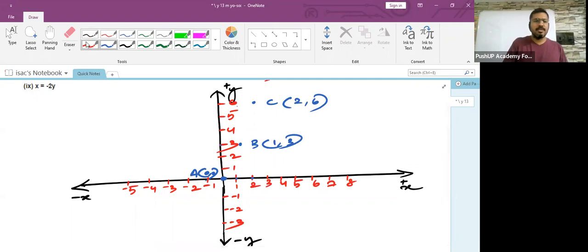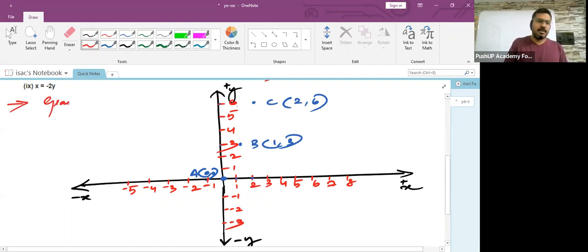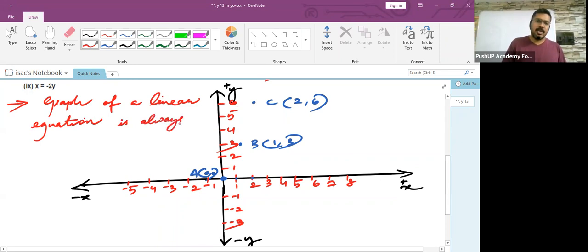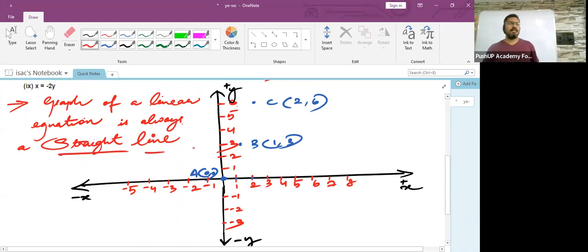Always remember, children, just note this down. Everyone note this down. Graph of a linear equation is always a straight line. Kindly note it down. Graph of a linear equation is always a straight line.